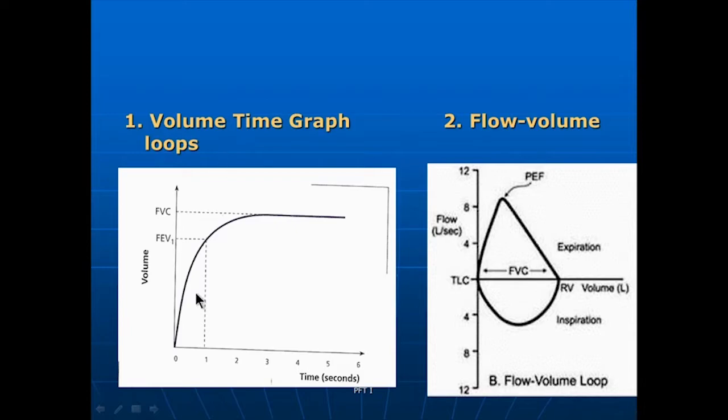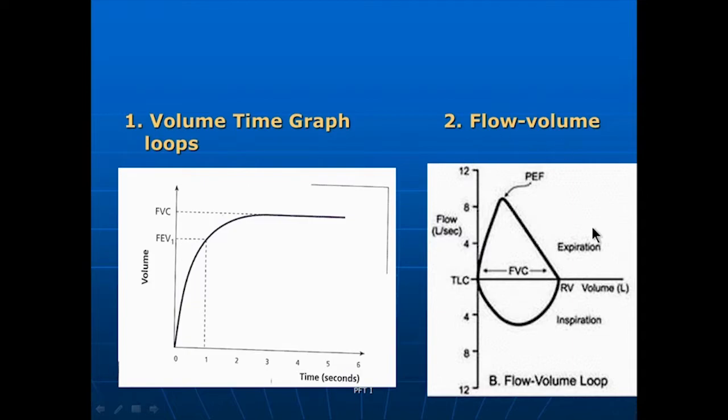So it looks at how much volume is exhaled over a period of time, specifically at 1 second, and then at 6 seconds. So that's the first thing we monitor during a simple spirometry. The second one we already talked about is the flow volume loop. How much flow they get out, and how much volume they get out.